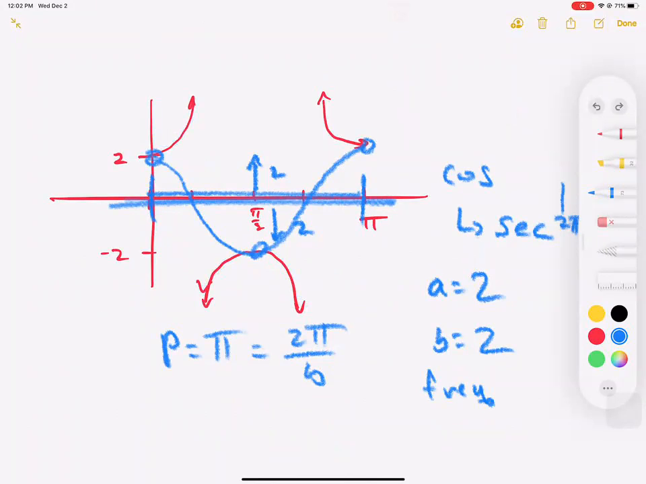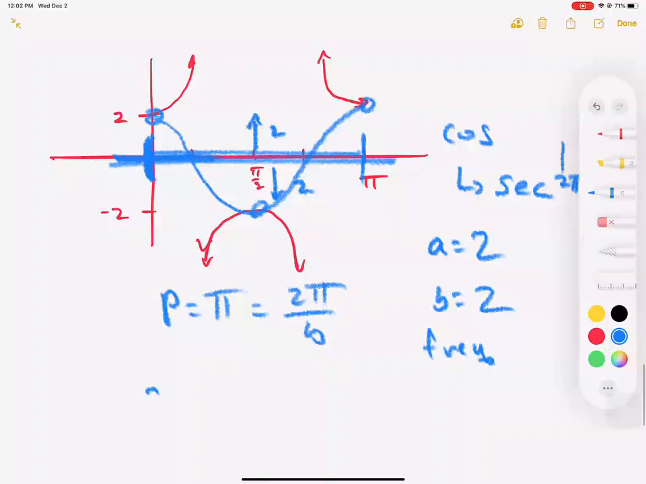What's your C? C is 0. We're starting at 0. D is 0. So to write this graph, this is 2 secant, because we use cosine, right? Remember we use cosine, of 2x. That is our equation of this graph, looking at the characteristics A, B, C, and D.